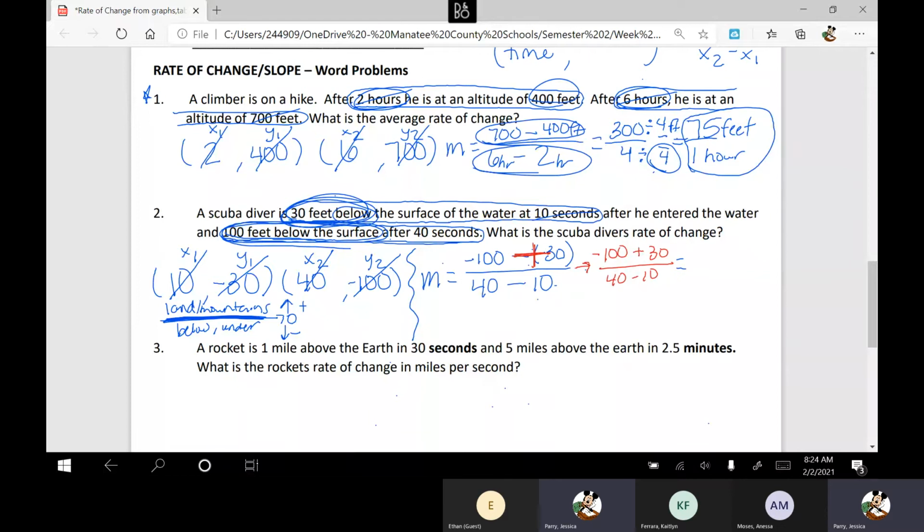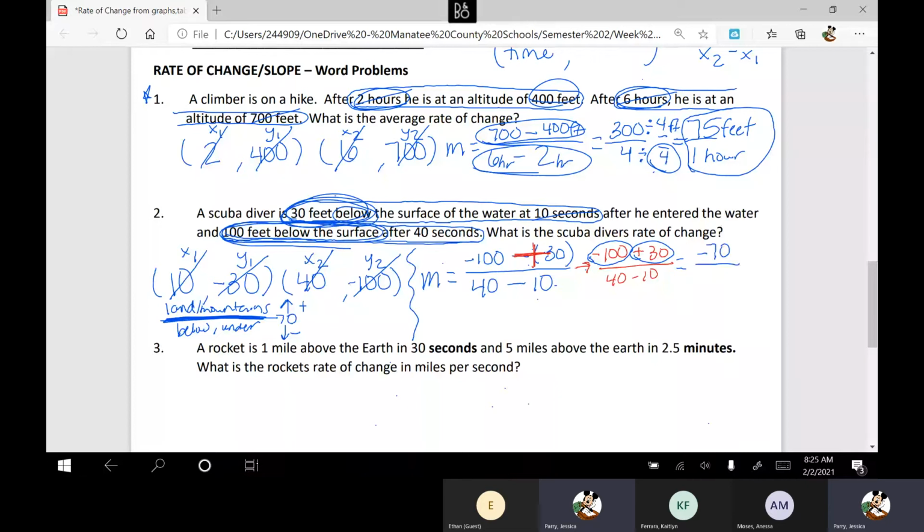So now let's simplify. We have negative 100 plus 30. What is negative 100 plus 30? You guys tell me. What'd you say? Say that again. Negative 70. I got a negative 70. And someone else in the chat, negative 70. That is correct. So negative 100 plus 30 is negative 70.